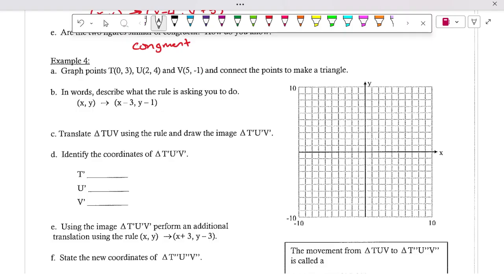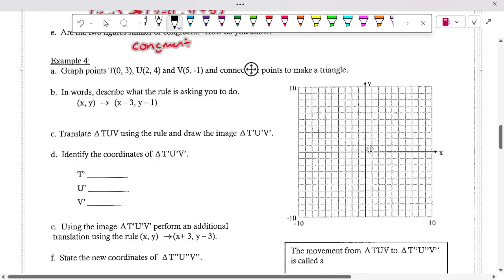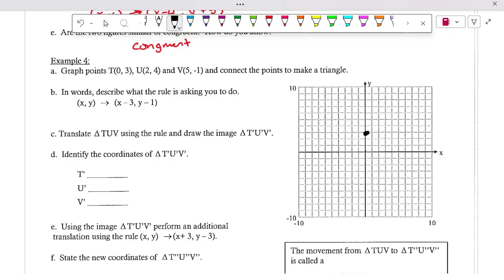I'm going to graph TUV real quick. So 0, 3, 2, 4, 5, negative 1. So TUV. In letter B, they gave us this rule. Can someone raise their hand and tell me in words what that rule means? Left, right, down, one.